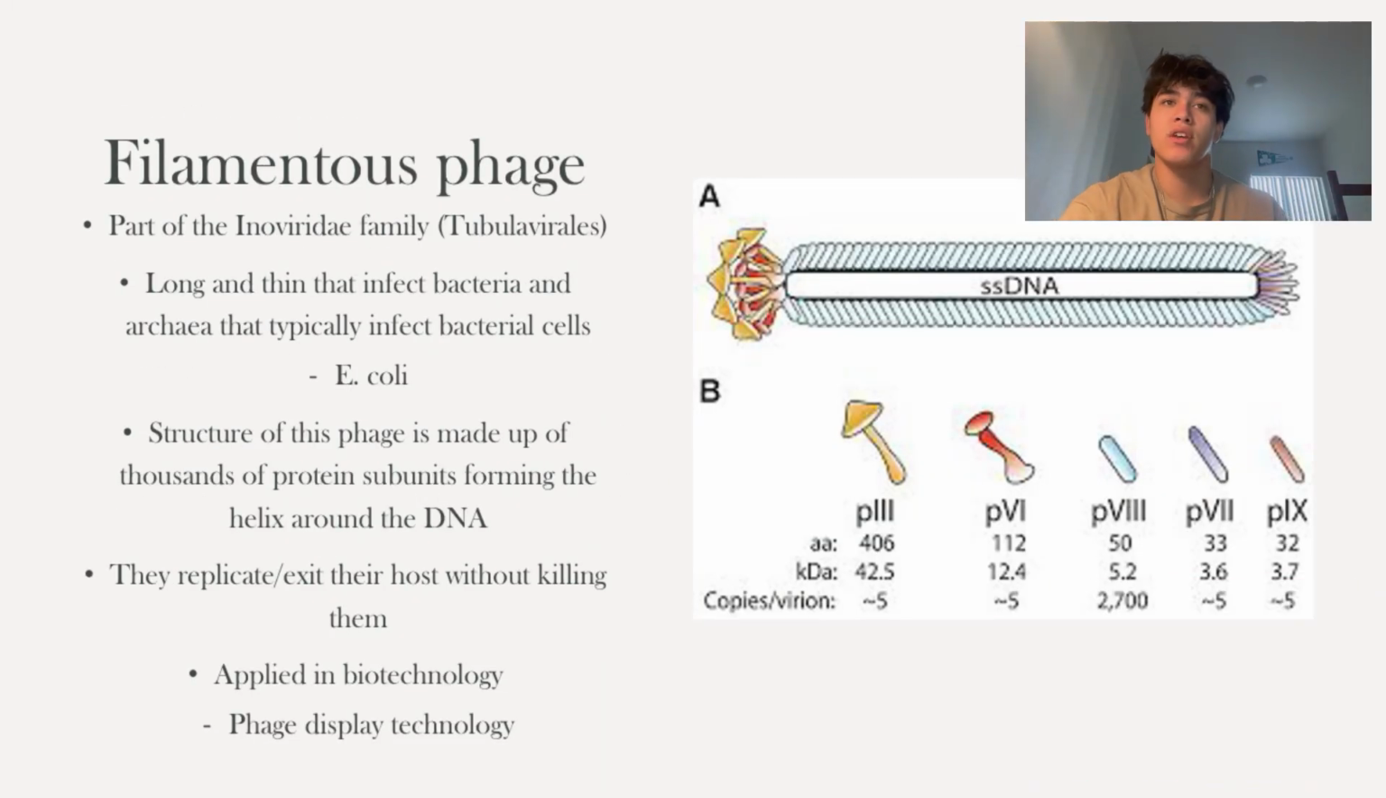Filamentous phages are long and thin bacteriophages, which infect bacteria and archaea, and they usually target E. coli, which is one of the main bacterial cells that they target. And they're part of the Inoviridae family.